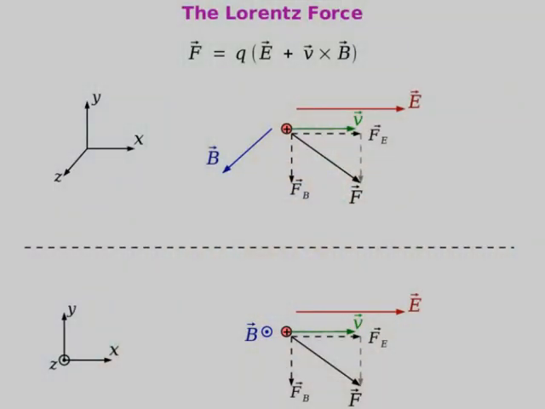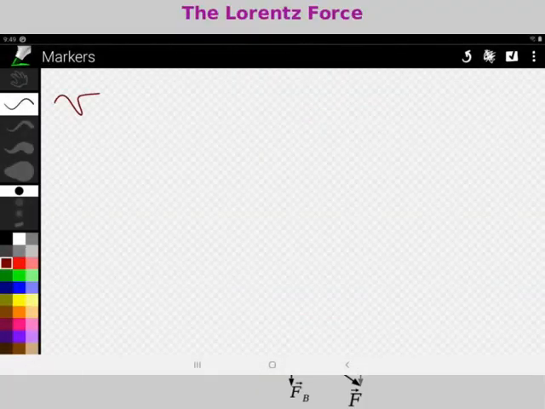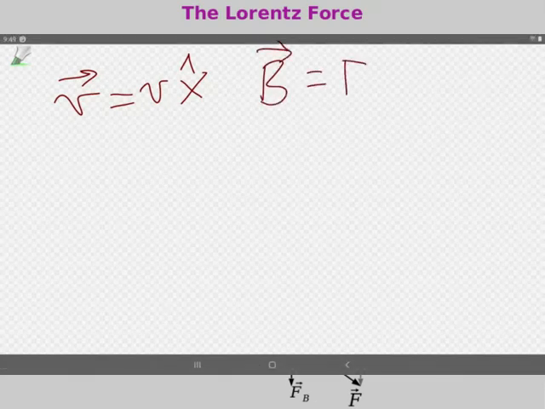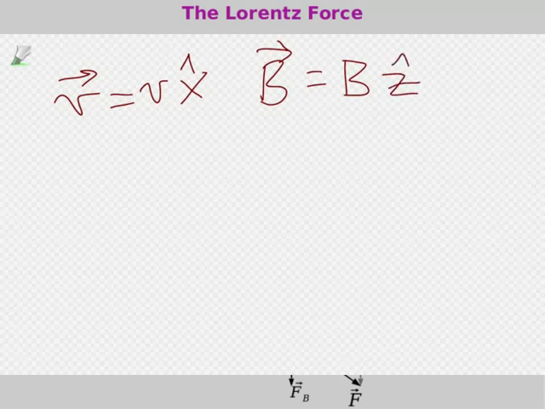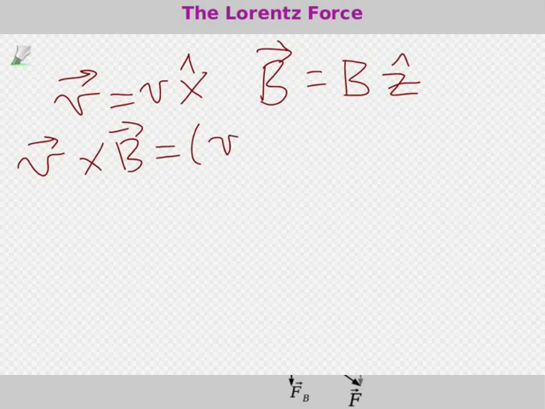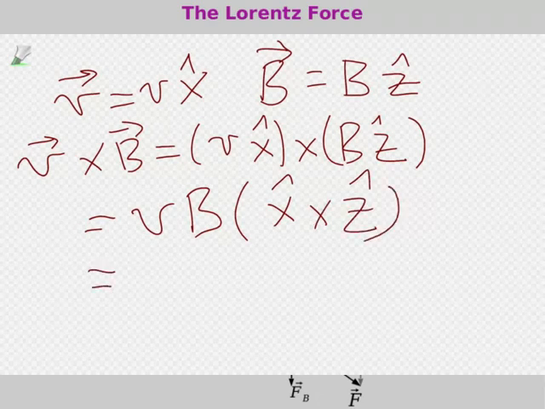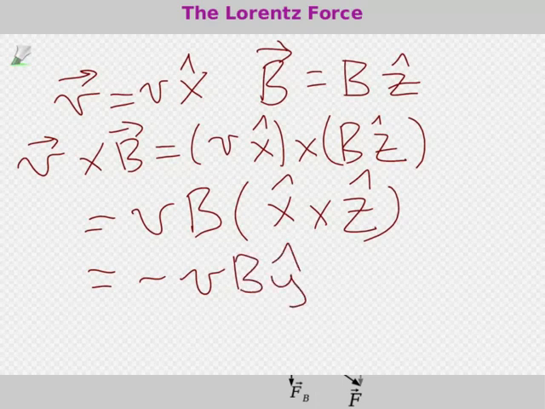The other way you could have done that is this: the vector V is its magnitude V in the X hat direction, and the vector B is its magnitude B in the Z hat direction. So V cross B is the same as V X hat cross B Z hat. With the cross product, I can pull the variables out front, so that's VB times X hat cross Z hat. And X hat cross Z hat is minus Y hat, so that's minus VB Y hat. That tells you it has magnitude VB, and it's in the minus Y hat direction.